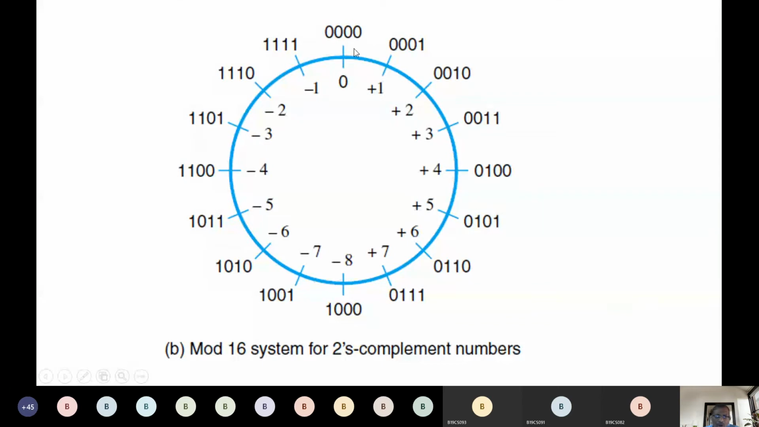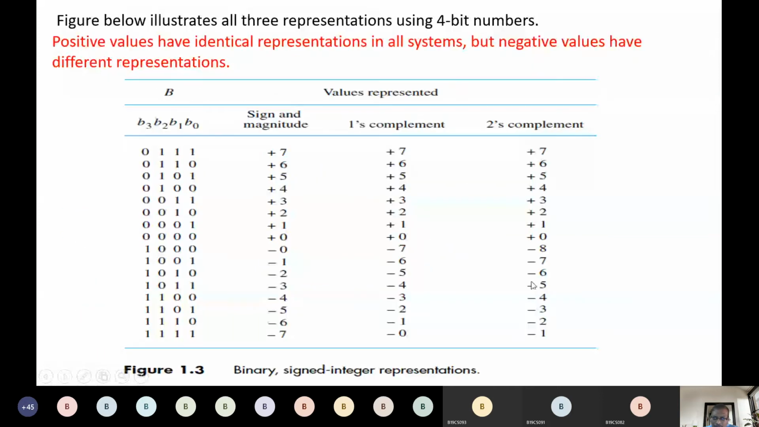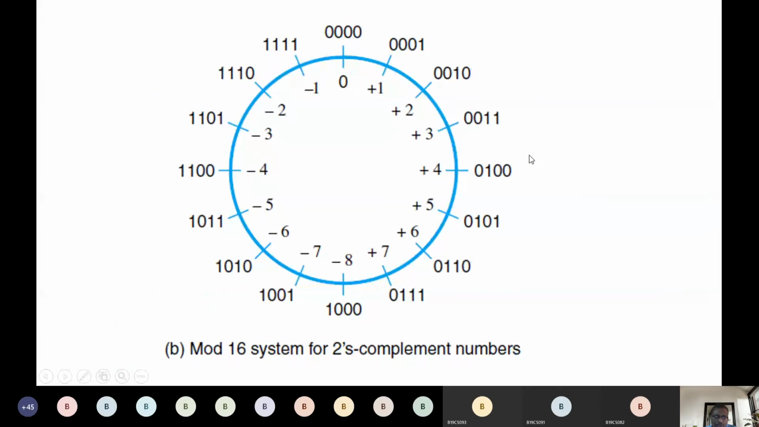And this is a clockwise representation of the same table we had seen just now. This is the table I'm talking about: the equivalent binary numbers and their 2's complement. So the same 2's complement is represented in a clockwise manner.